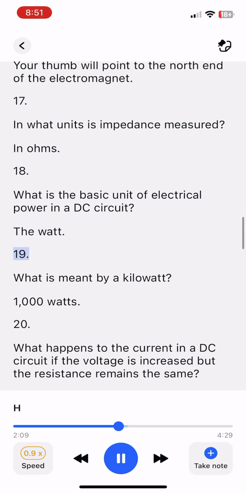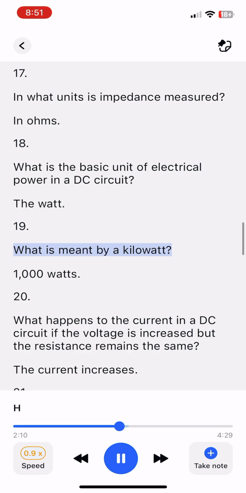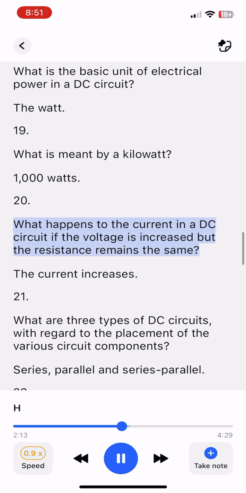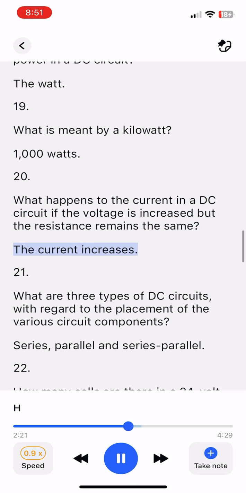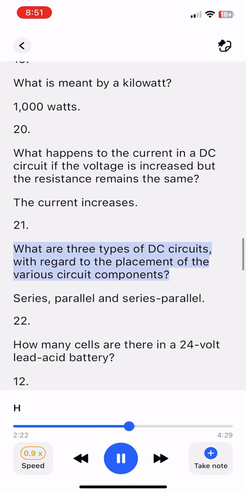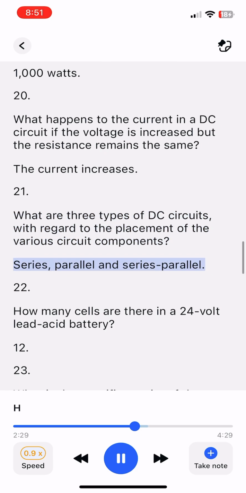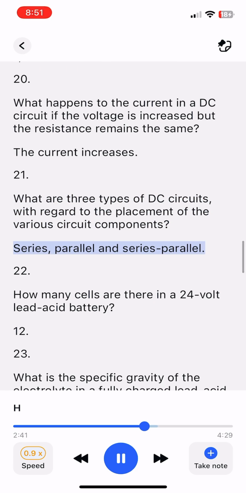18. What is the basic unit of electrical power in a direct current circuit? The watt. 19. What is meant by a kilowatt? 1,000 watts. 20. What happens to the current in a direct current circuit if the voltage is increased, but the resistance remains the same? The current increases. 21. What are 3 types of direct current circuits with regard to the placement of the various circuit components? Series, parallel, and series parallel.